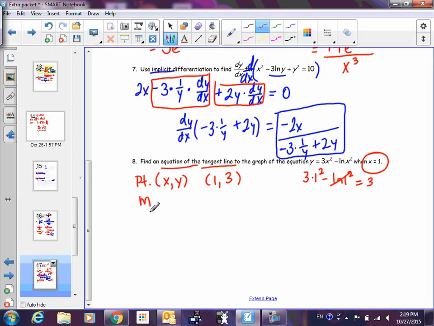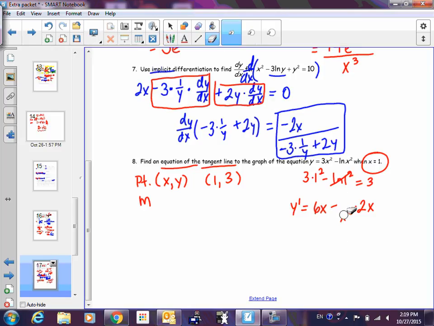How are we going to find slope? Derivative. Remember, when in doubt, take the derivative. Derivative of 3x squared, 6x. What is the derivative of this minus natural log of x squared? So we could do this a couple different ways. I want to show you guys how most of you, I think, would do this. You'd go minus 1 over x squared times 2x, and this is totally fine.